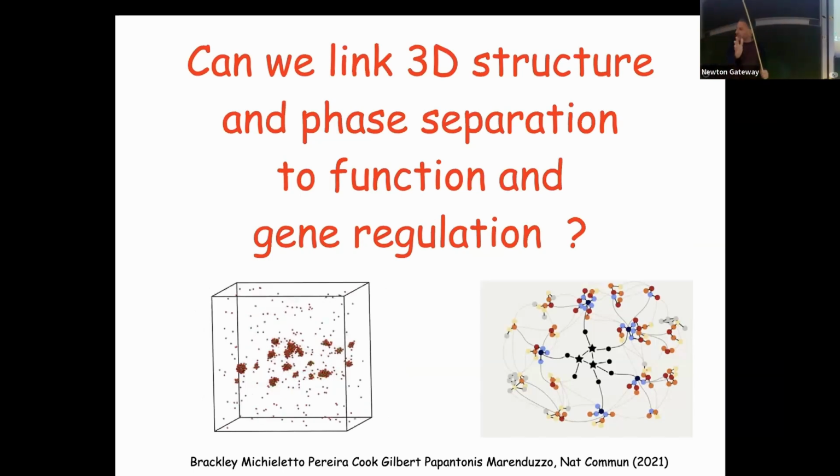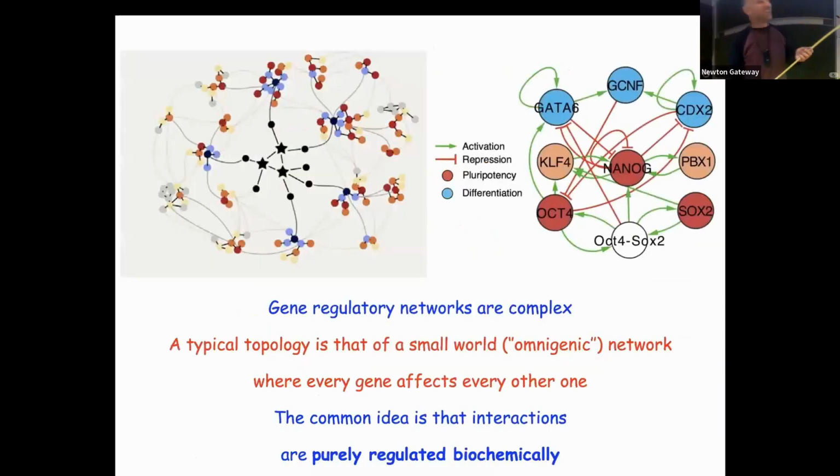So I want to now see whether this structure is just happening in 3D due to this bridging-induced phase separation, or it has functional relevance. And I'm going to do that with computer simulation first. So when you think about functions, one concept is that of gene regulatory networks. These are typically very complex, and the topology of these networks is now quite well studied.